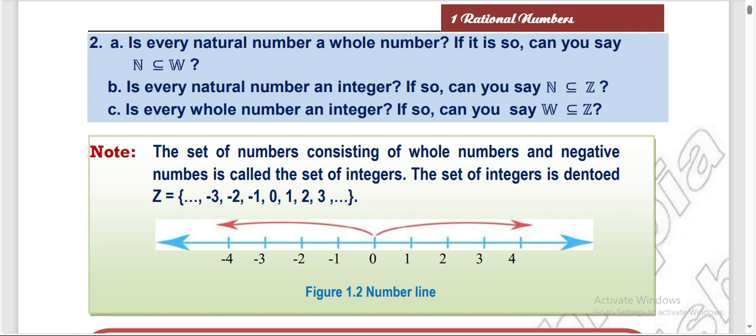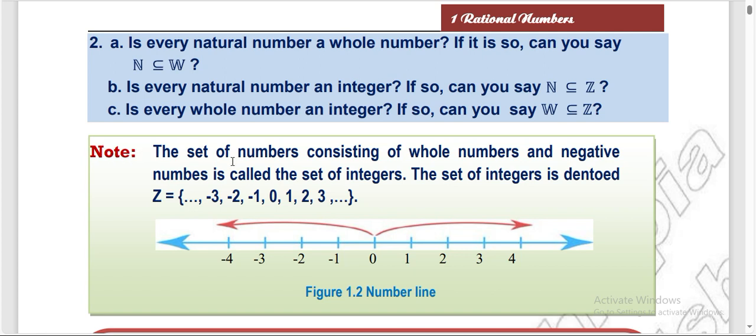Yes, every natural number is a positive integer. It is true, which means natural number is a subset of integer numbers. Is every whole number an integer number? Yes, whole number is a subset of integer numbers. So whole number starts from 0 to positive infinity. So the right side of the integer number is known as whole number.